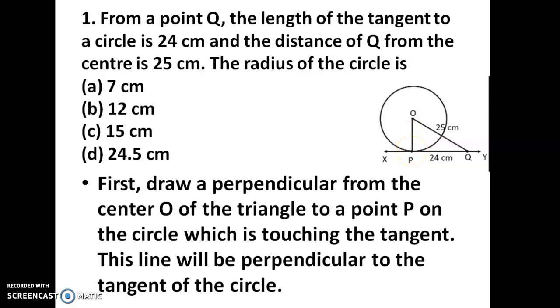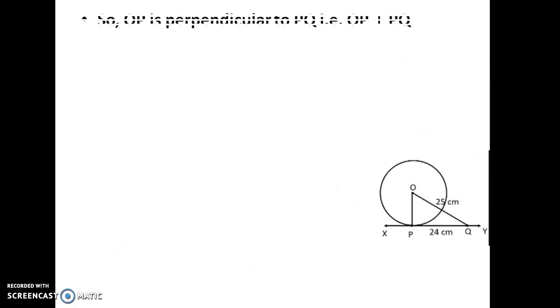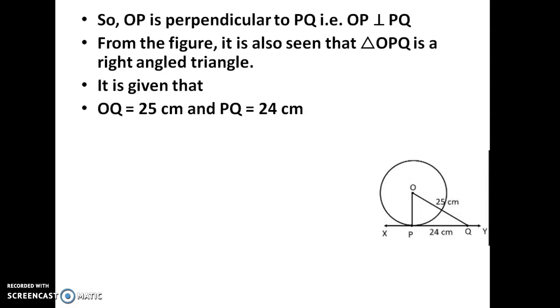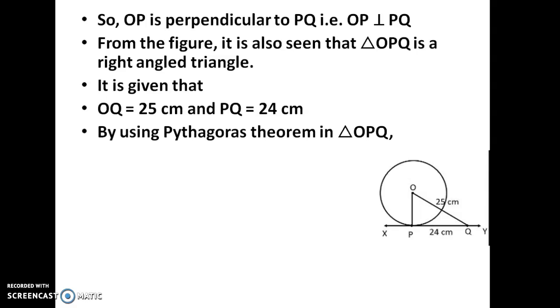So we have to draw a perpendicular from the center O of the circle to the point P on the circle, which is touching the tangent. This line will be perpendicular to the tangent of the circle. So if it is perpendicular, we can use Pythagoras theorem. Okay, so by that we can start solving.